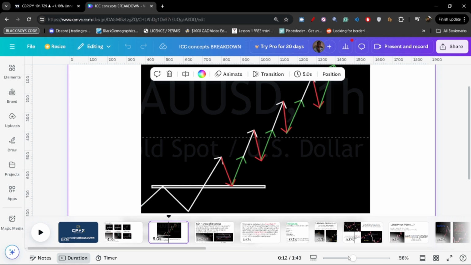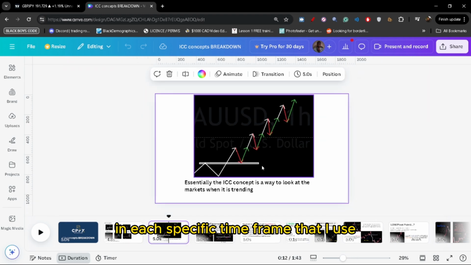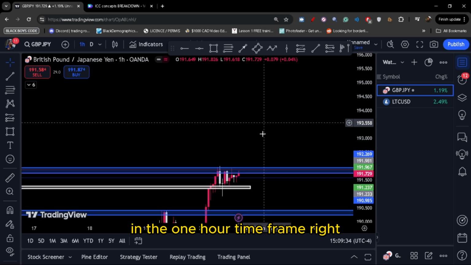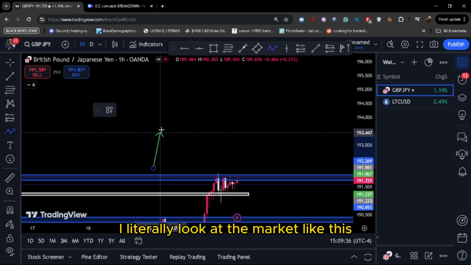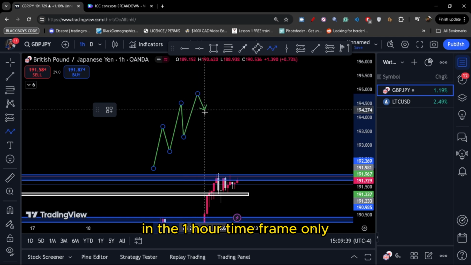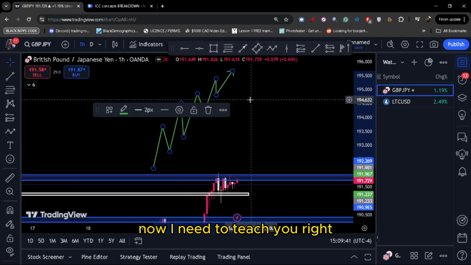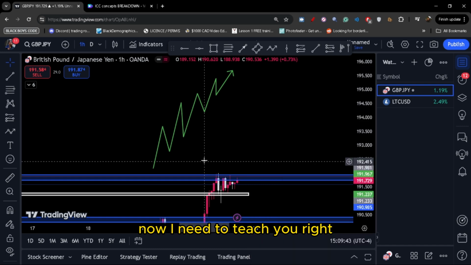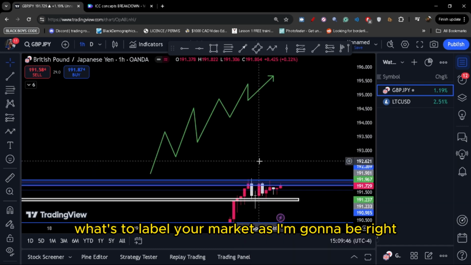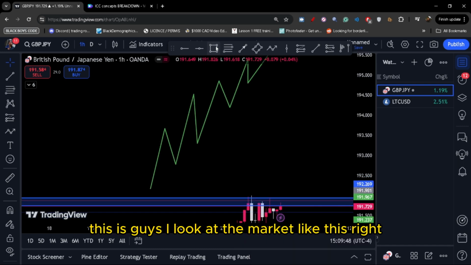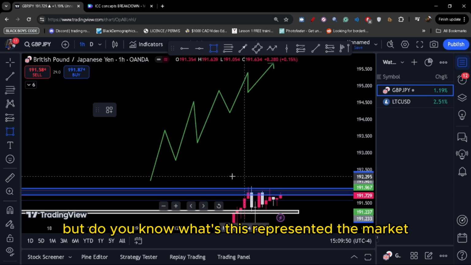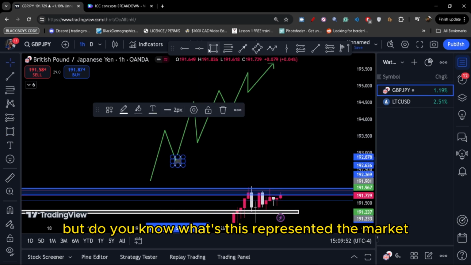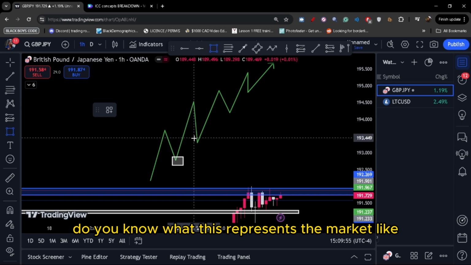Now, I look at the market like this in each specific time frame that I use. Do you understand? What I mean by this is, in the 1 hour time frame, I literally look at the market like this in the 1 hour time frame only. This is literally how I look at the market. Now, I need to teach you what to label your market as. I look at the market like this, but do you know what this represents in the market?